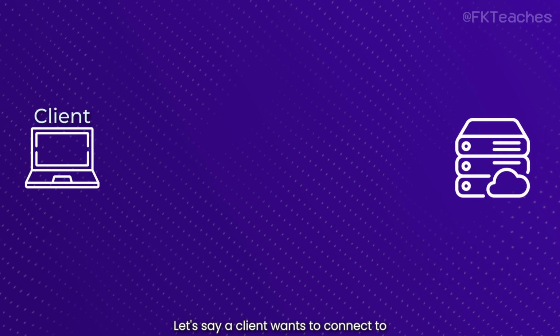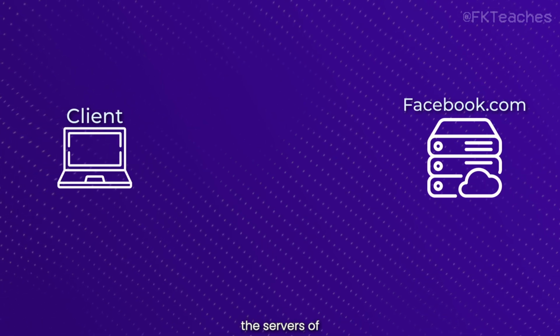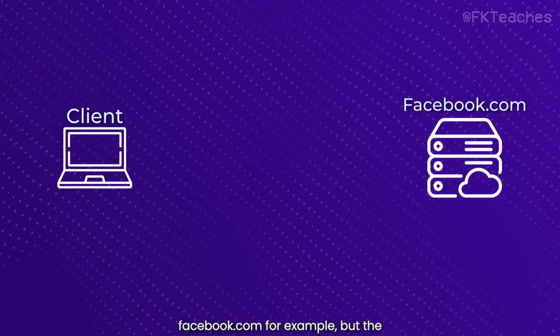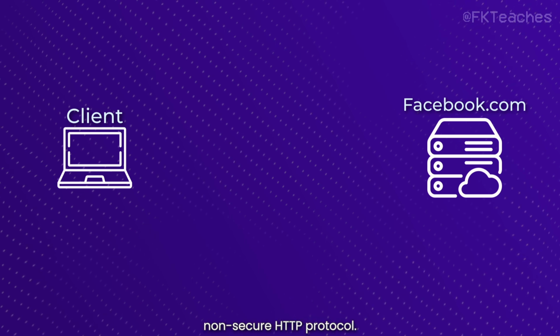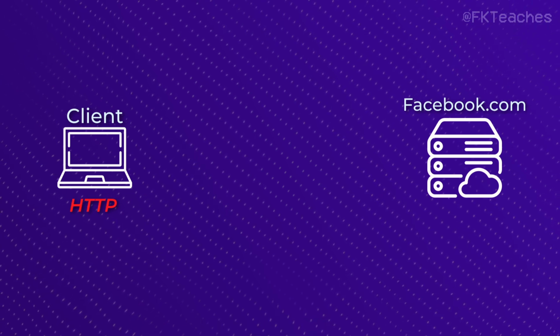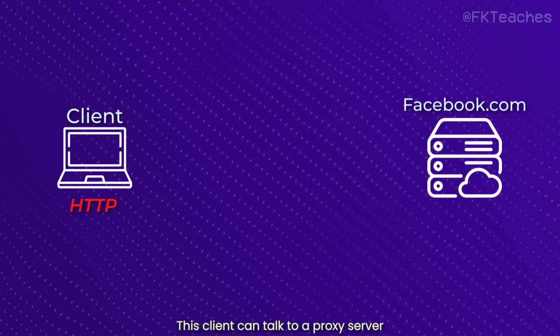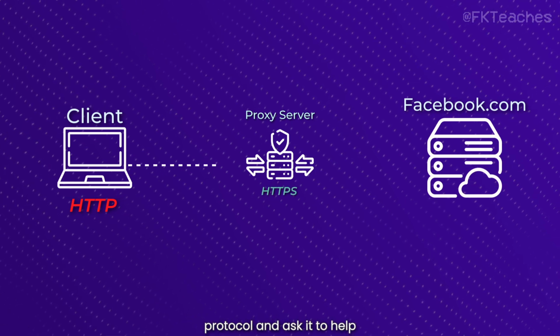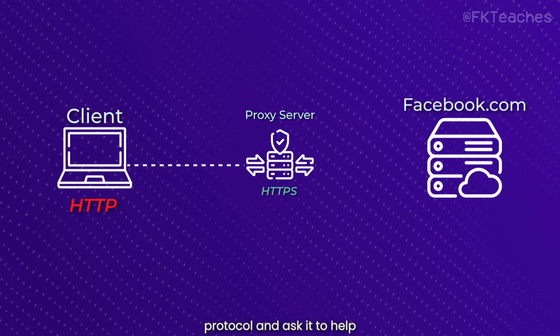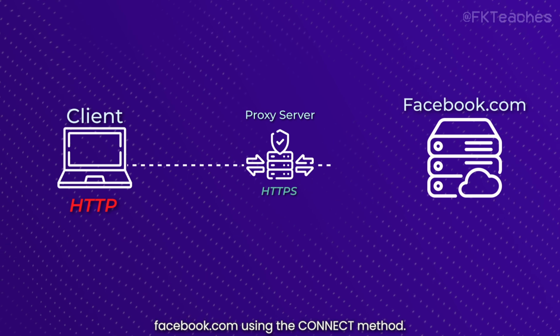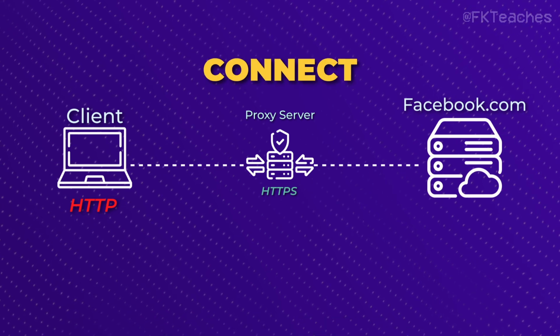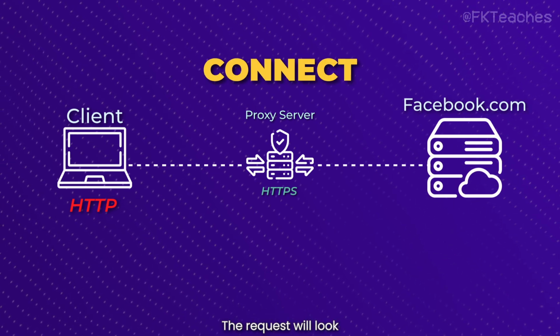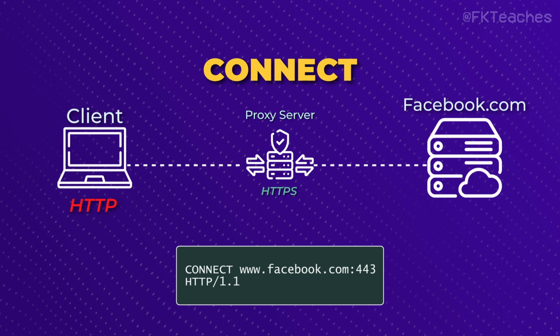Let's say a client wants to connect to the servers of Facebook.com, for example, but the client is using the non-secure HTTP protocol. This client can talk to a proxy server that uses the HTTPS protocol and ask it to help communicate with Facebook.com using the CONNECT method. The request will look something like this.